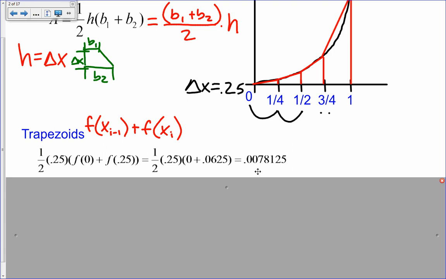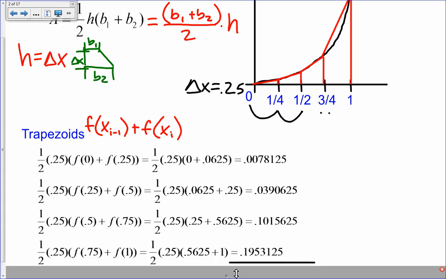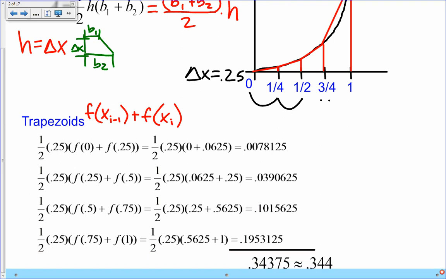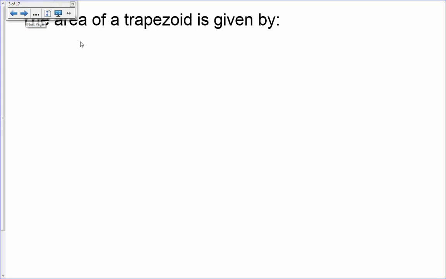So we do that, we get the area of that first trapezoid, it's very small, and then we have to continue this process for the other 3 trapezoids in this picture. So we do that, we calculate our 4 areas, and we add them all up, and we get 0.34375, which is an approximation of the area under this curve.